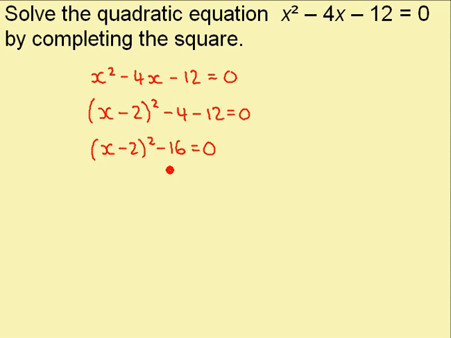Now I want to solve this. The first thing I'm going to do is add 16 to both sides. So I get x minus 2 squared equals 16. Now I want to square root both sides.